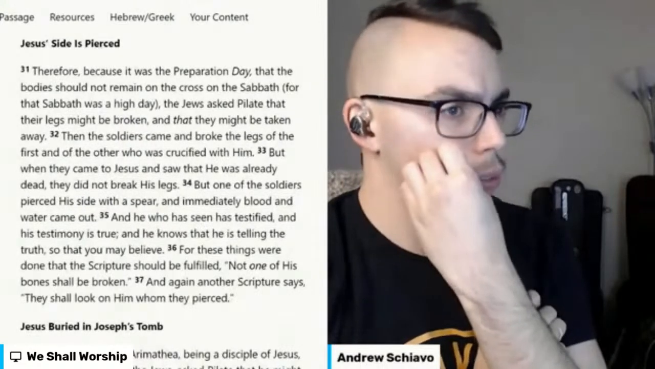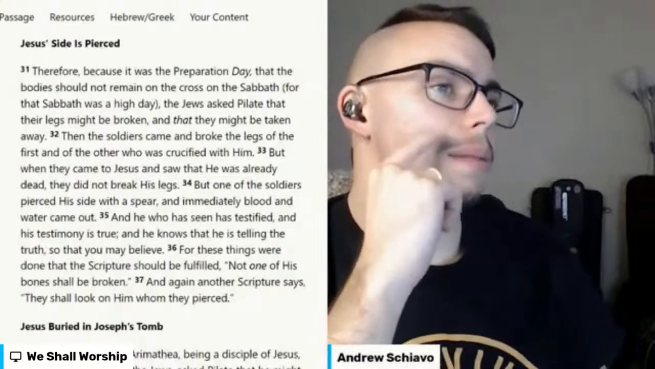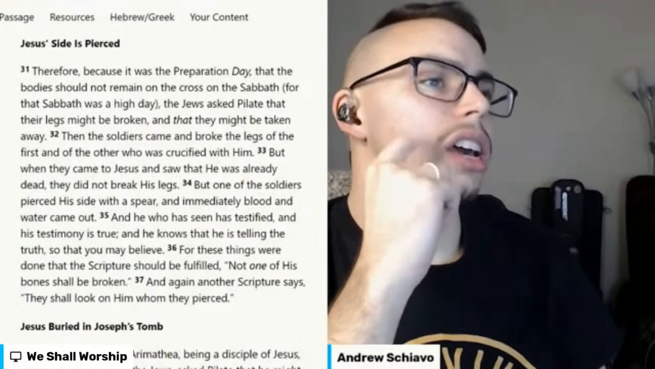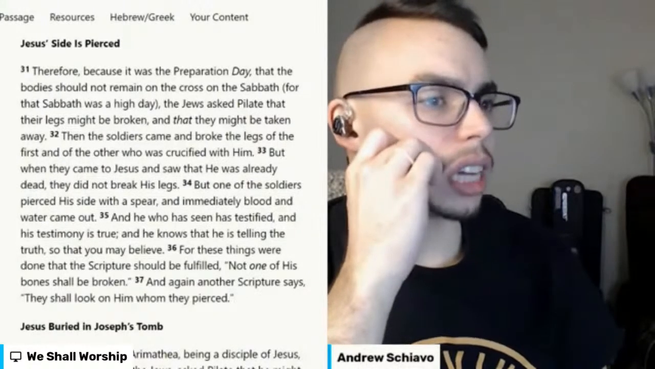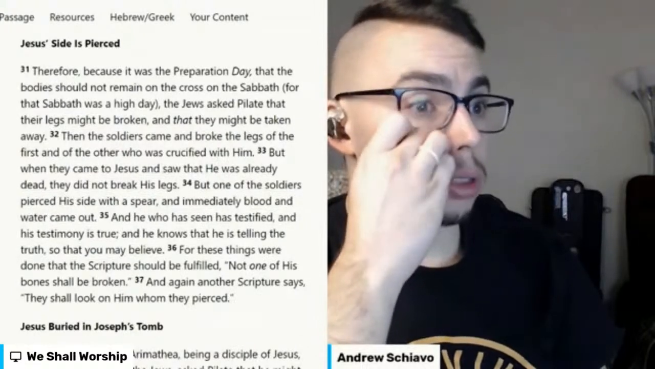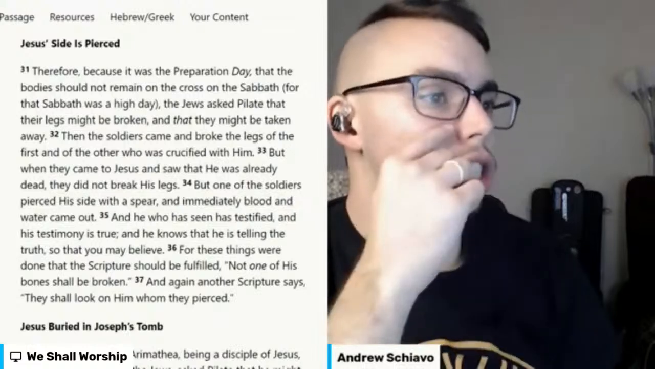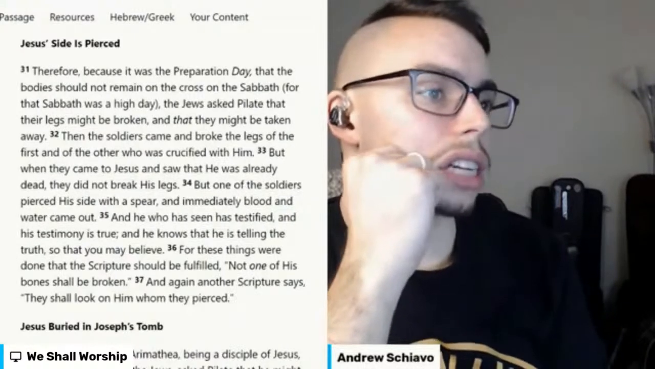Jesus' side is pierced. Therefore, because it was a preparation day, that the body should not remain on the cross on the Sabbath, for that Sabbath was a high day, the Jews asked Pilate that their legs might be broken, that they might be taken away. And the soldiers came and broke the legs of the first and the other who was crucified with him. But when they came to Jesus and saw that he was already dead, they did not break his legs.